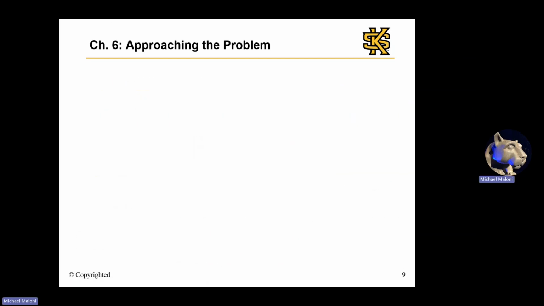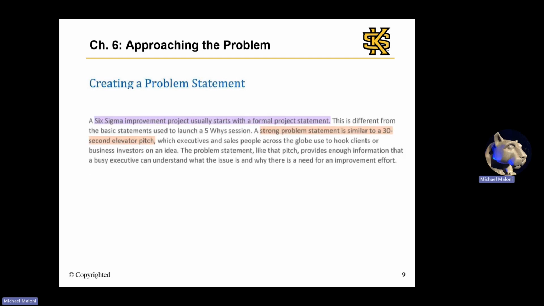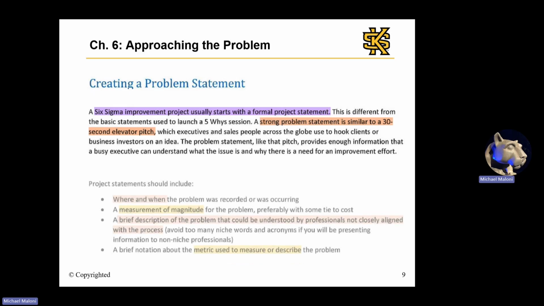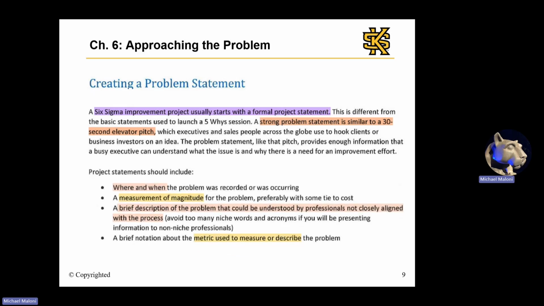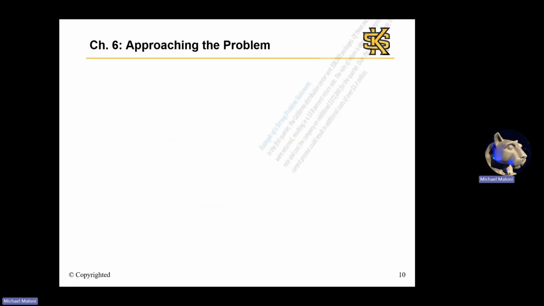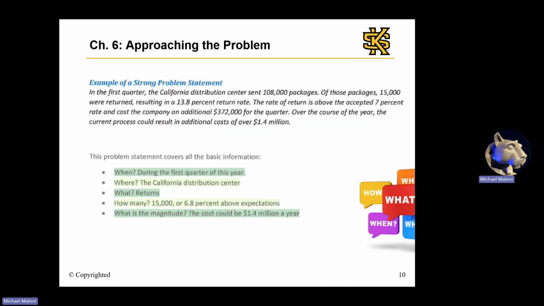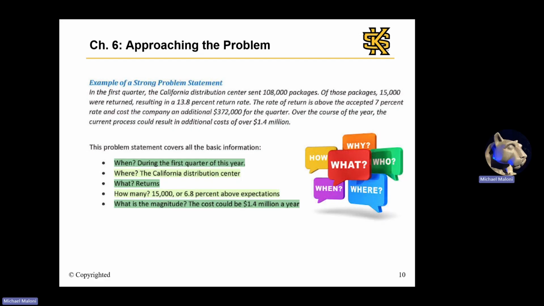The text moves on to formulating the problem statement. Quoting, "A strong problem statement is similar to a 30-second elevator speech. It includes the problem's brief description, when and where it occurs, and also magnitude, including measurement." And a good check is to make sure it clearly answers basic questions like when, where, what, how many, and how much. And it should not propose solutions or provide too many details.